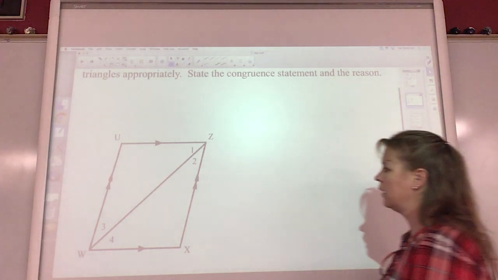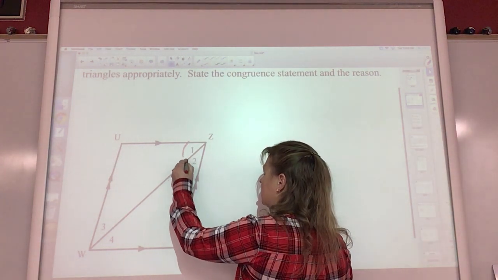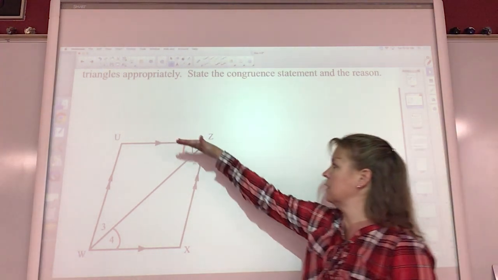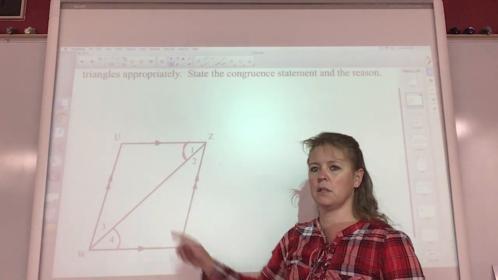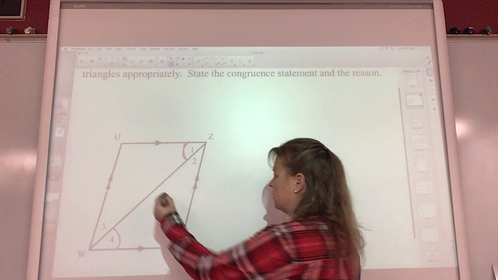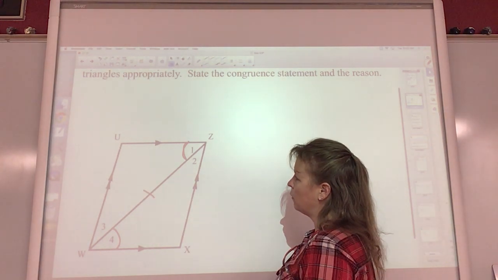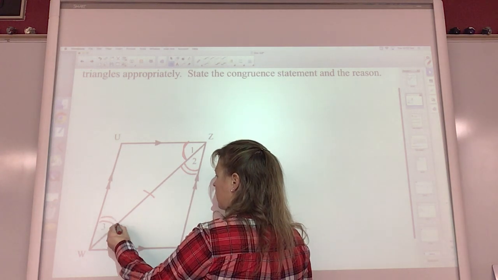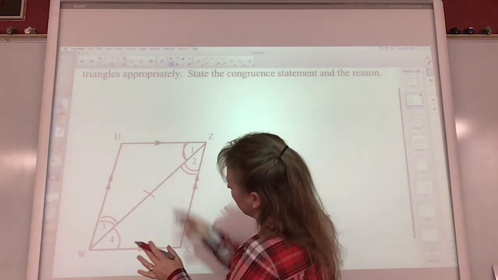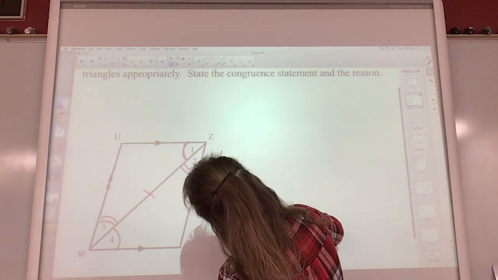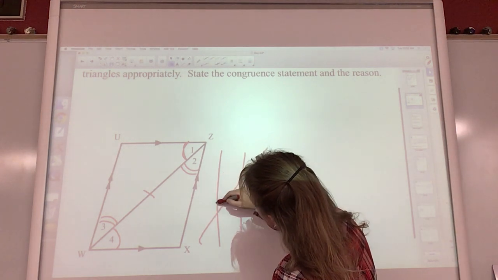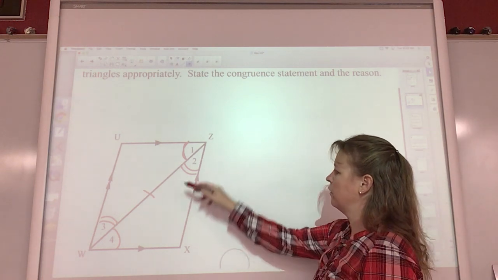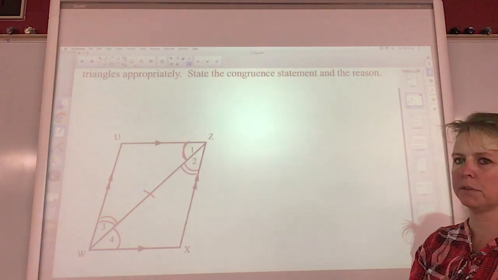We find angle 1 up here congruent to angle 4 by alternate interior angles. Because the upper and lower lines are parallel, we have alternate interior angles. We also have, oops, I erased my reflexive property somehow. We also have angle 2 congruent to angle 3 because we have another pair of parallel lines, and if you want to turn and look at it like this, we have two parallel lines and a transversal going through them, which makes alternate interior angles. So twice we have a pair of congruent angles by alternate interior angles.